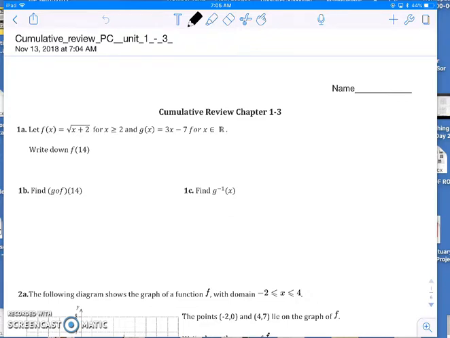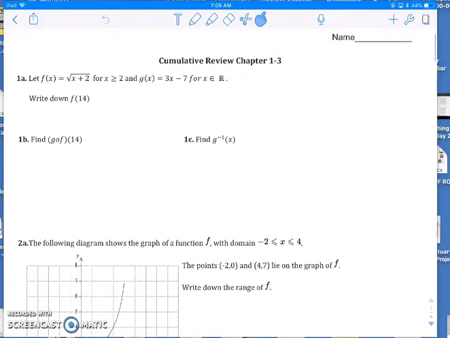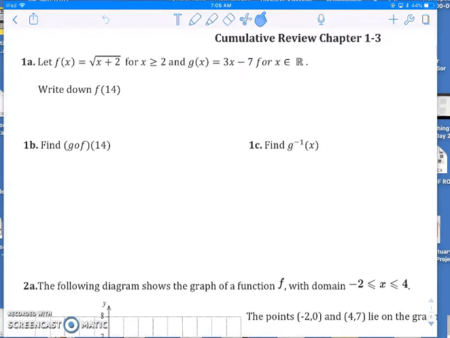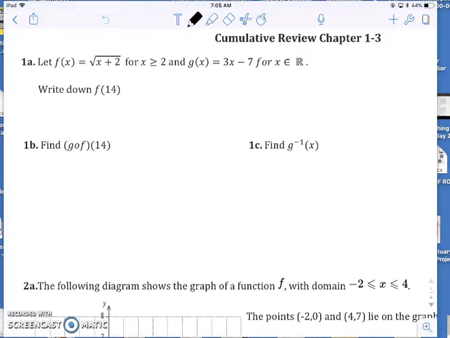So today we're going to take a look at the cumulative review. So this first number 1 here, let f of x equal the square root of x plus 2 for x greater than or equal to 2, and g of x equals 3x minus 7 when x is an element of the reals. So that just means x is a real number. Write down f of 14.